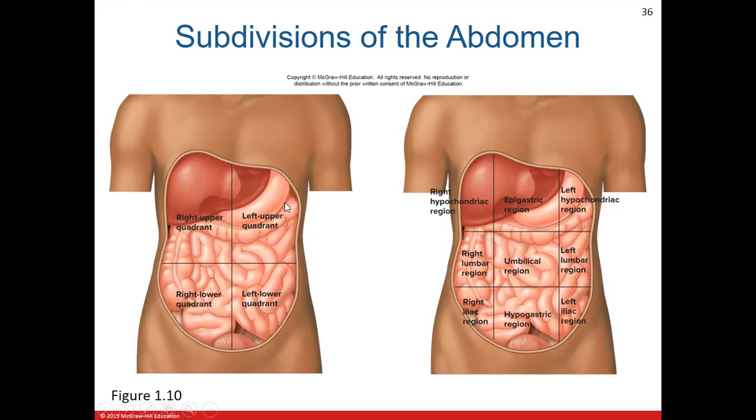Then sometimes they subdivide these into actually 9 sections, which are listed here. You have the left and right hypochondriac region, which just means below the rib cage, right around the rib cage. You have the left and right lumbar region, which means lower back region, and left and right iliac region, which refers to the iliac bone, which is part of your pelvis. The umbilical region is right in the middle. Hypogastric, which means below the stomach region, and epigastric, which means above the stomach region or the digestive region, is listed there.